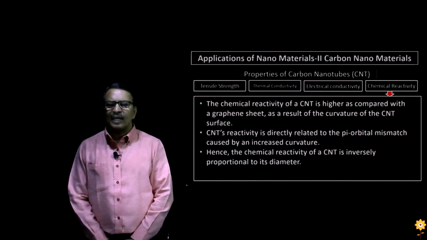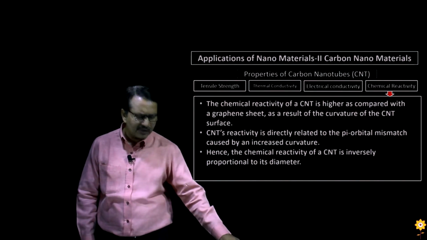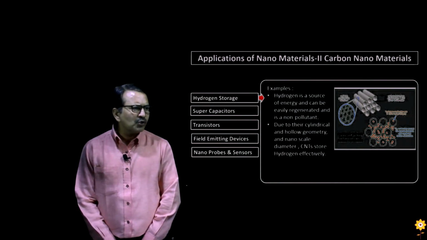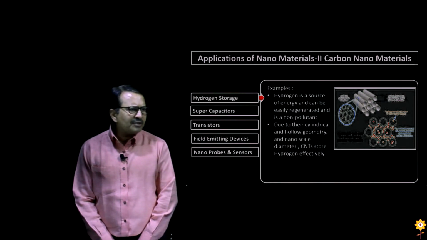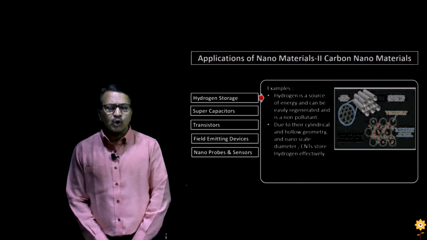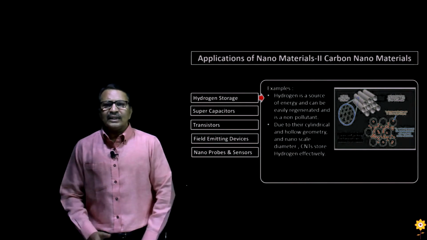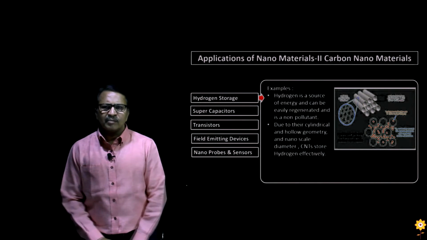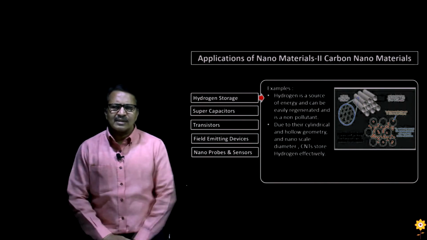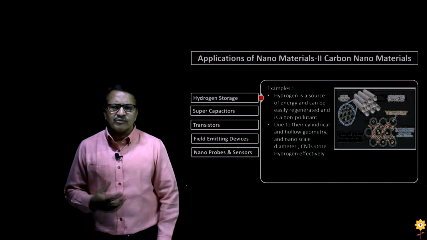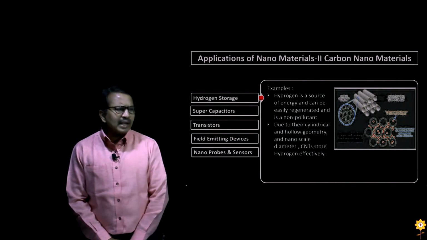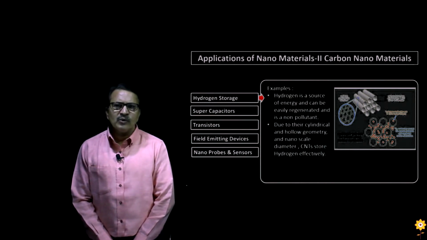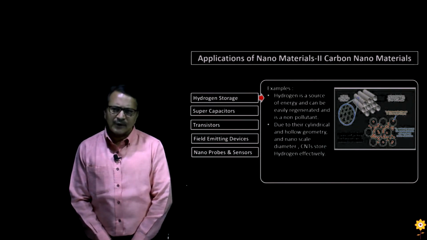One of the most important applications of carbon nanotubes is hydrogen storage. Hydrogen is a source of energy, it can be easily generated, and it is a non-pollutant. At the other end, the carbon nanotubes are hollow, and the pore size is of the order of nanometers, and that is the reason why we can use this property of carbon nanotubes to effectively store hydrogen.